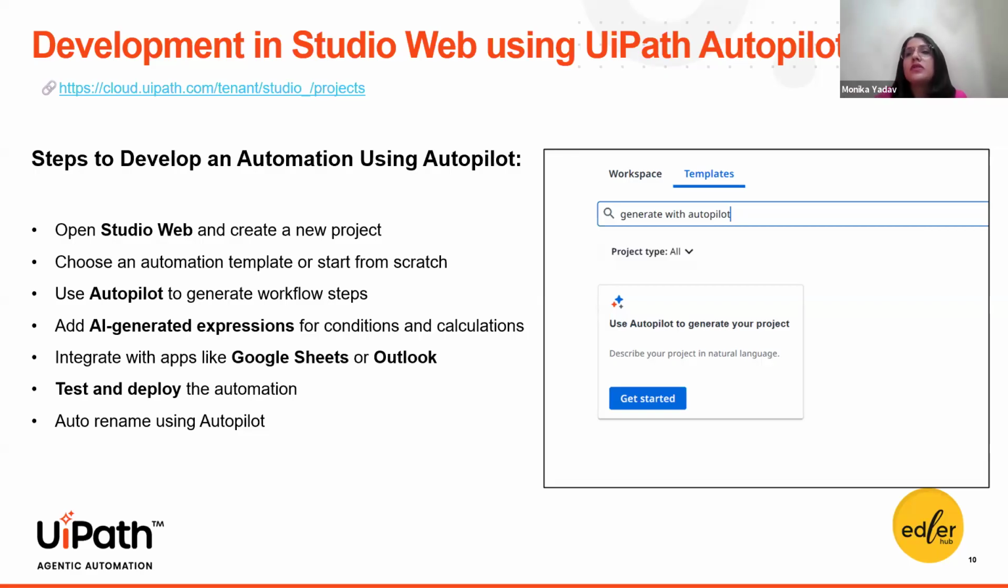Okay. So now comes the core value, that is Autopilot. Instead of dragging every activity manually, you simply describe your workflow in natural language. For example, we give a prompt like: read data from Google Sheets, filter the rows where status is pending, and send email reminders. Autopilot parses this input, generates the relevant activities, configures them with logic, and builds the initial flow. So this not only saves development time, but also prevents syntax errors and speeds up prototyping, as I've also explained earlier, right?